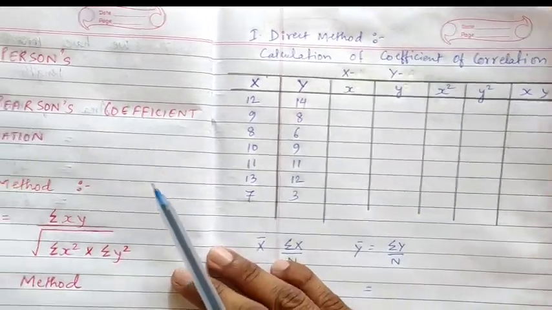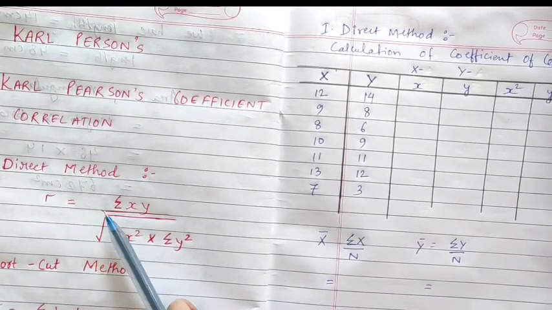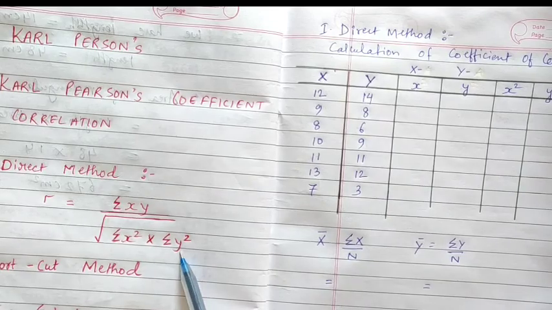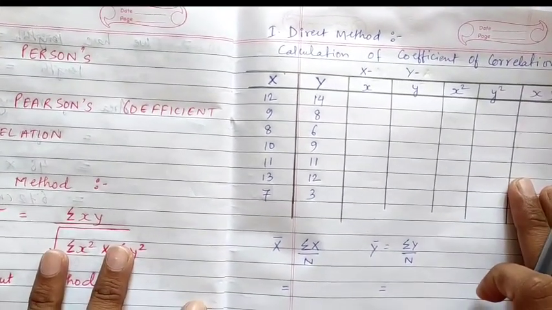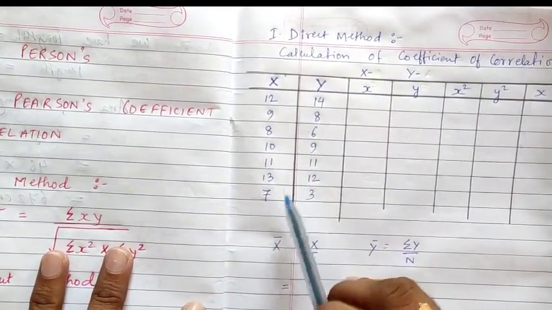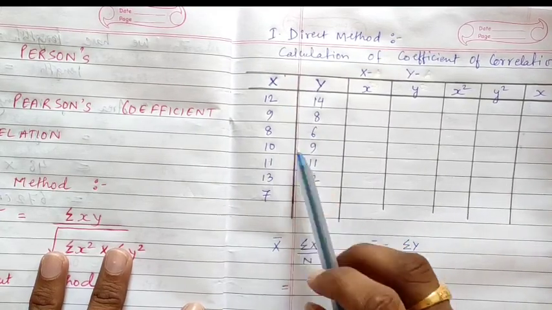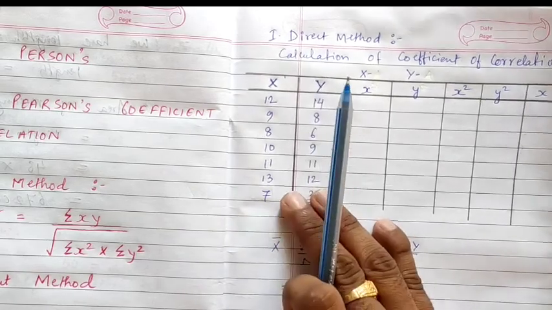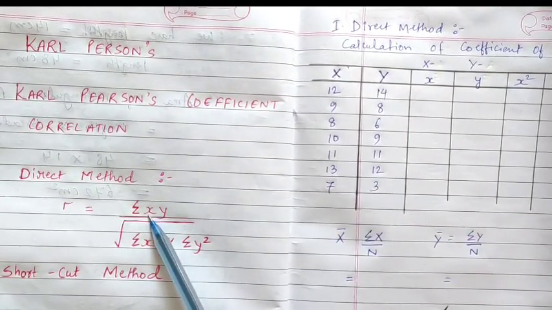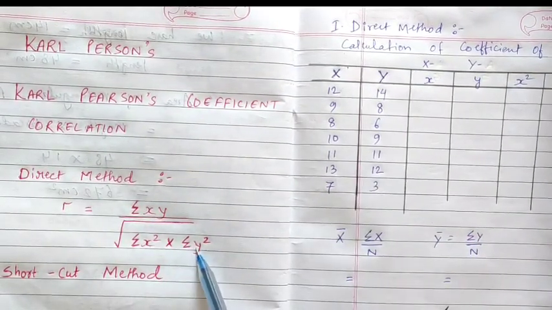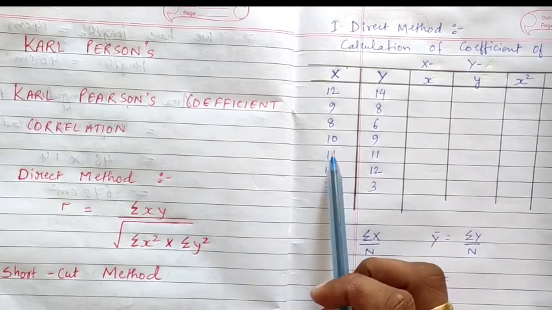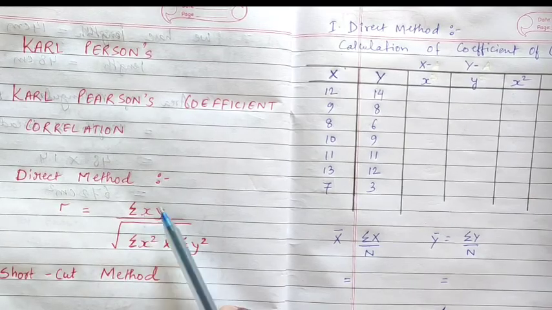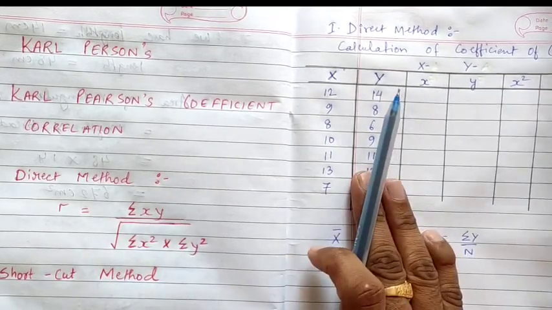By applying this formula, r equals summation xy under root summation x square into summation y square. Clear? You can see in this question, x and y variables are given. In the question, x and y variables will be given. This is capital X, this is capital Y. As you can see in this formula, there is small x and small y. To solve this question, we need to find small letter x and small letter y. If we can find them, we can easily solve this question.